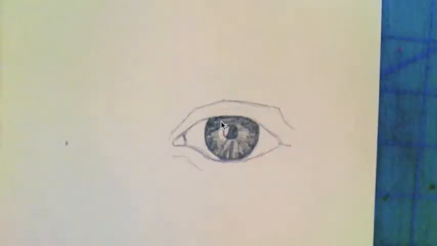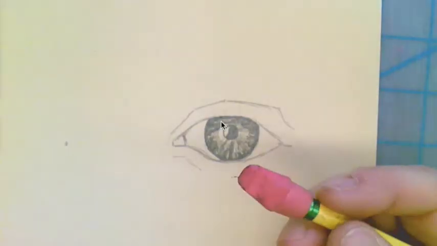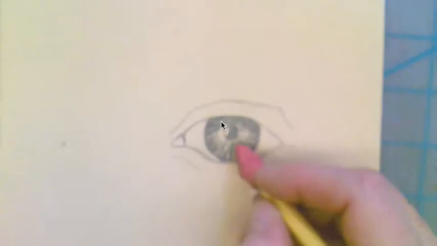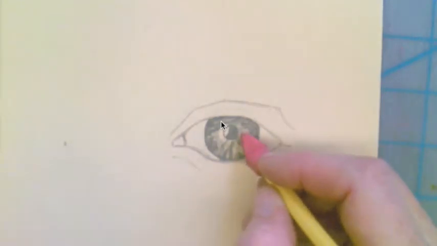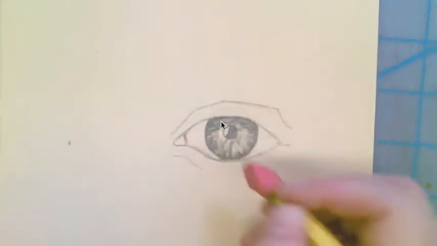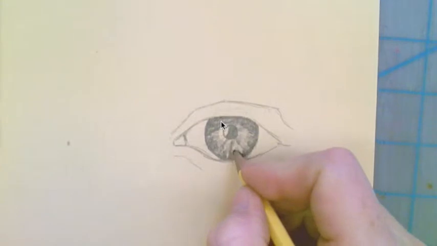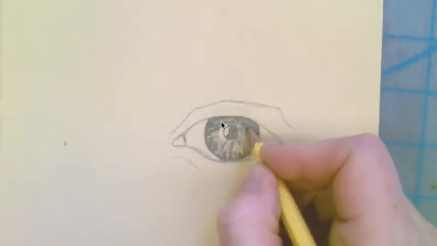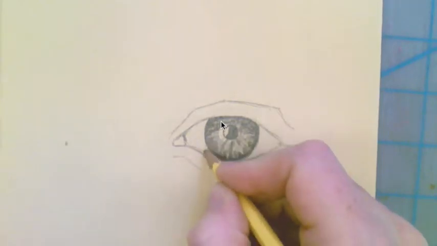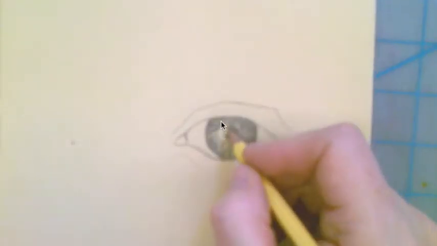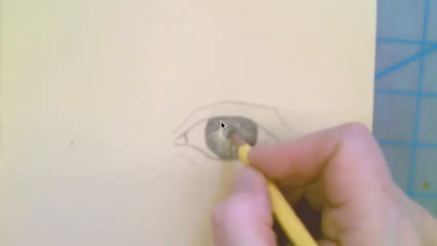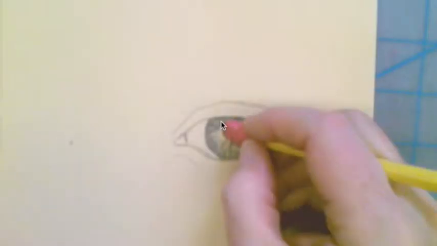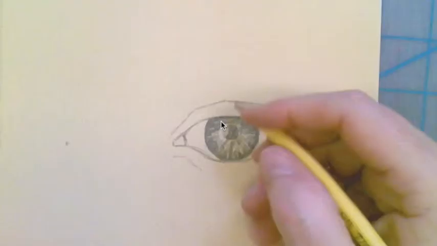And I may take my eraser right now, and I want to get this light area in here. I'm going to draw with my eraser and pull that light spot out and then go back again. Here, the brown part is a little darker. And then even here where the highlight is, I think I made that a little too dark.